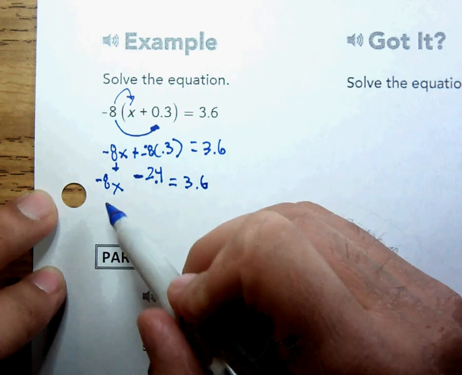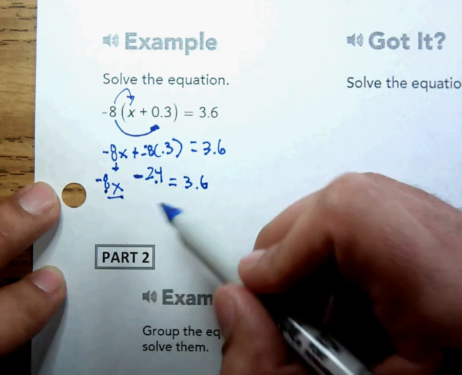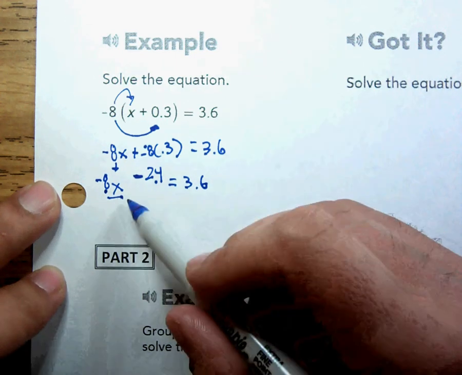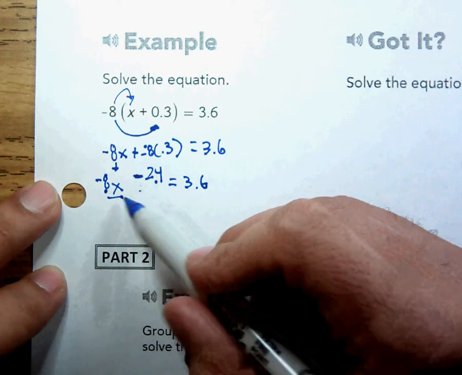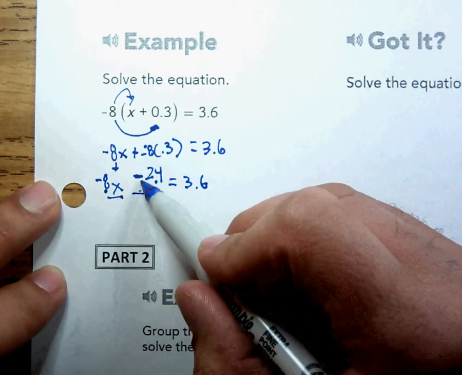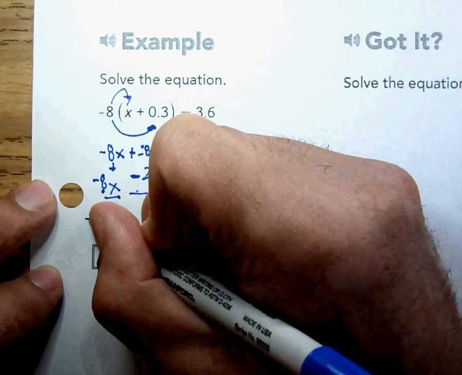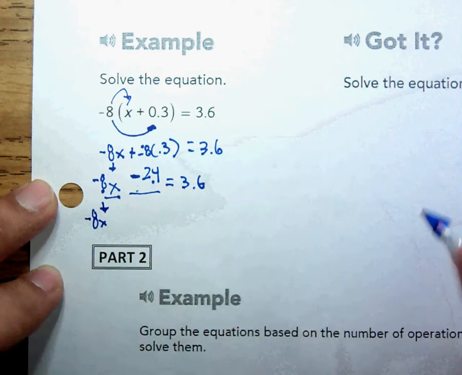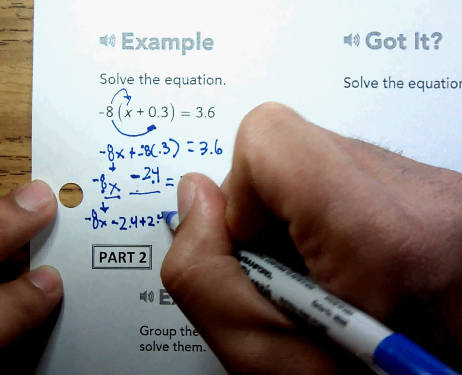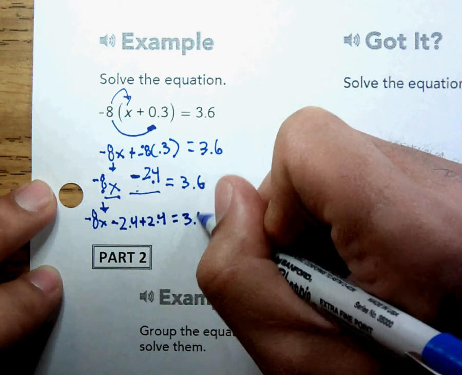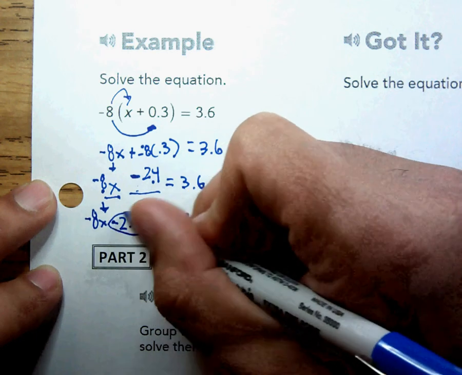So now I know that I have to get this guy by himself. Right now it's impossible to do that because he's connected to x. And so in order to figure out what x is, I need to get my constant, my other guy who is not connected to my variable, out of the equation. So that would be my negative 2.4. So I'll try to do this in a slightly straighter fashion. So I'm going to bring down my negative 8x because he gets brought down, we're not touching him yet, to do negative 2.4 plus 2.4 equals 3.6 plus 2.4. I know these guys will cancel out.